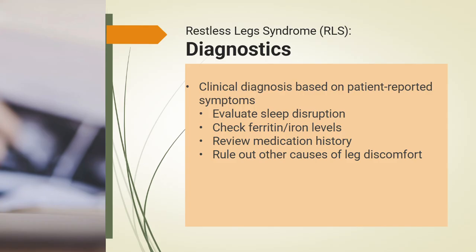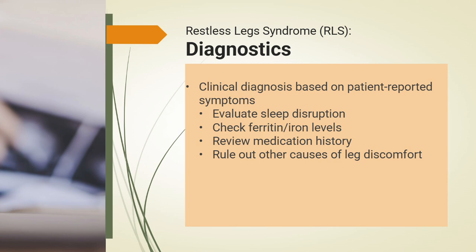A review of the patient's medication history is also important. Certain medications, such as antihistamines, some antidepressants, dopamine-blocking medications, and even caffeine, can worsen or trigger symptoms. Family history should also be explored, as restless leg syndrome can have a genetic component.